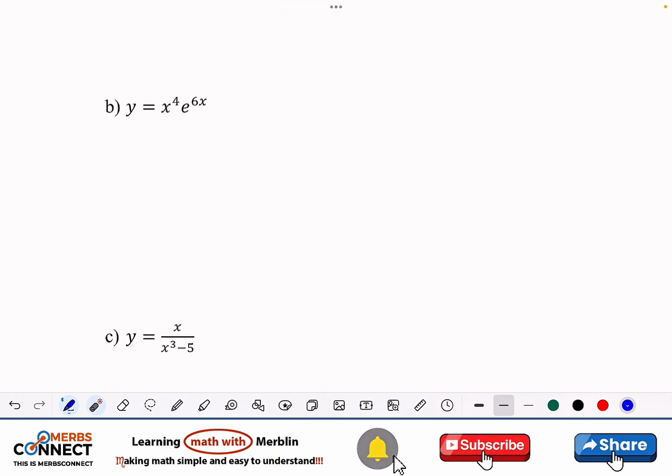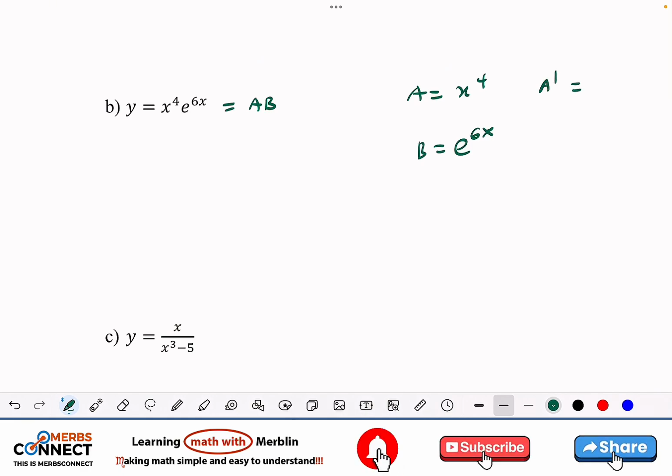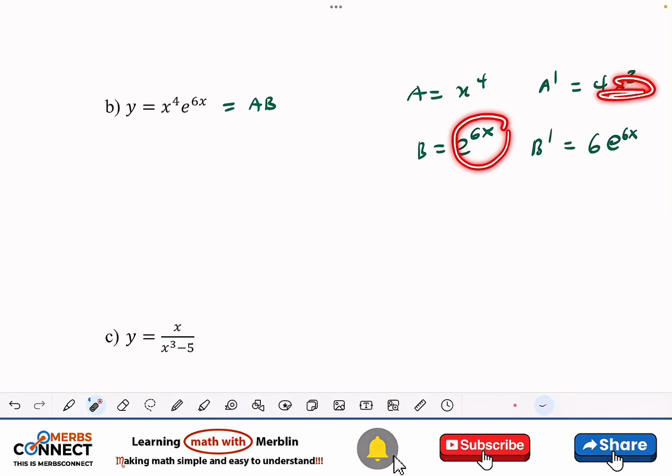Let's look at b. In b, we have two functions, so we need to think about a function like a and b. I choose my a to be equal to, let's say, x to the power 4, and my b to be equal to e to the power 6x. What is a prime? A prime is equal to 4x to the power 3. What is b prime? B prime is 6 e to the power 6x. For this one, I use the power rule, and when I differentiate this, I maintain the function, then multiply it by the derivative of what is on the top. So this is what I'm going to get.